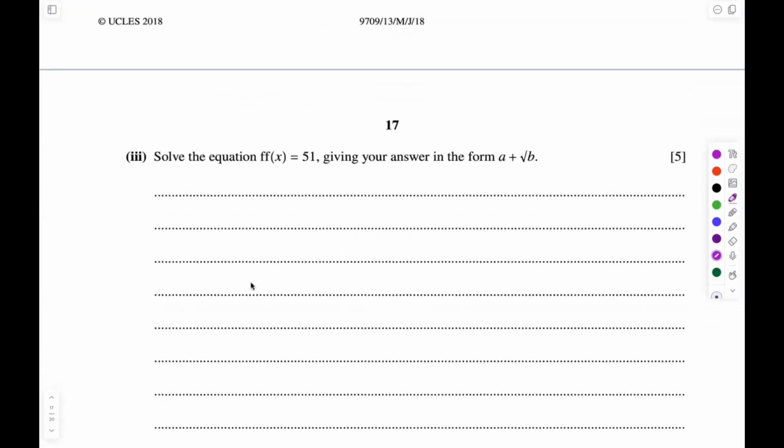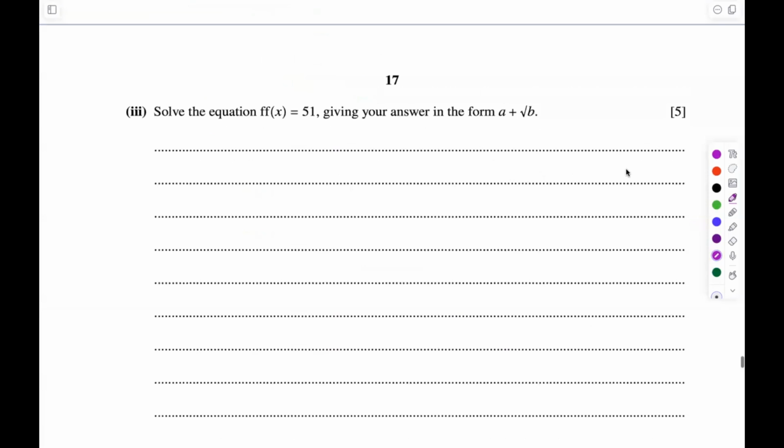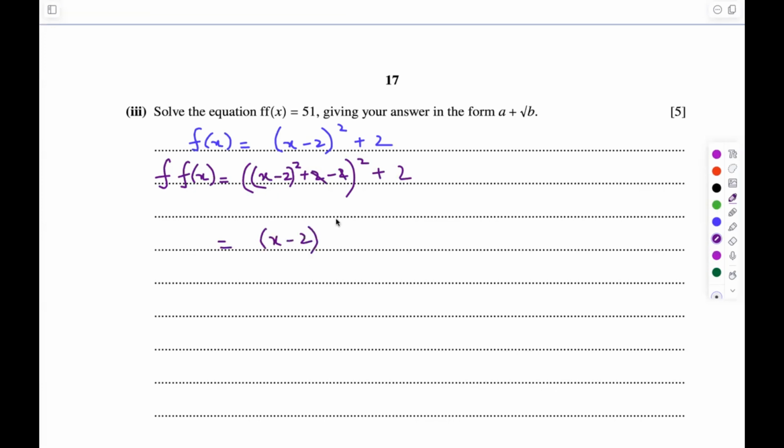In part 3, it says we have to solve the equation ff(x) equals 51 and give our answer in the form a plus root b. Now, the function f(x) was x minus 2 whole squared plus 2. Now, to find ff(x), that means that in the function f, in place of x, we'll replace it with the whole function f(x), which is x minus 2 whole squared plus 2. So this will become x minus 2 whole squared plus 2 minus 2 over here, and this is whole squared plus 2.